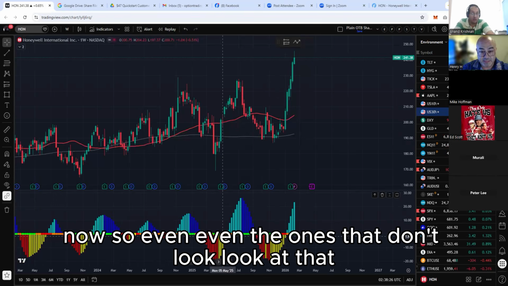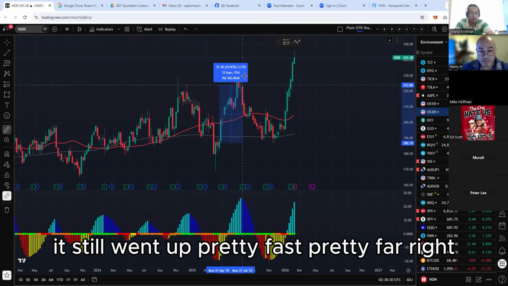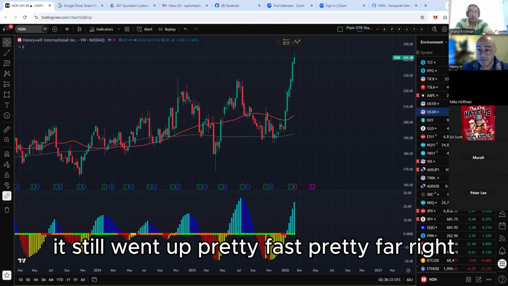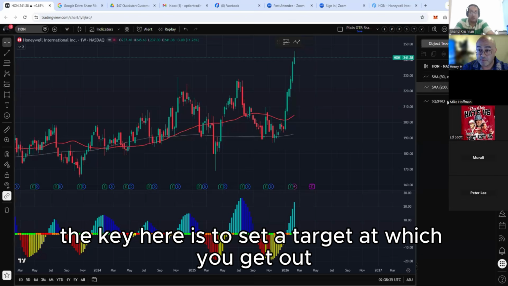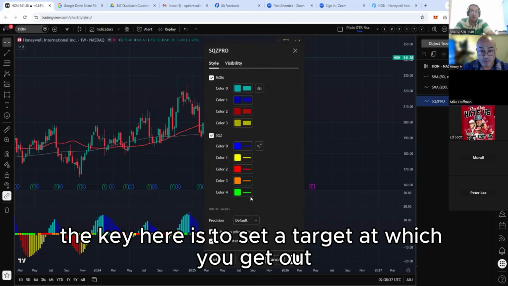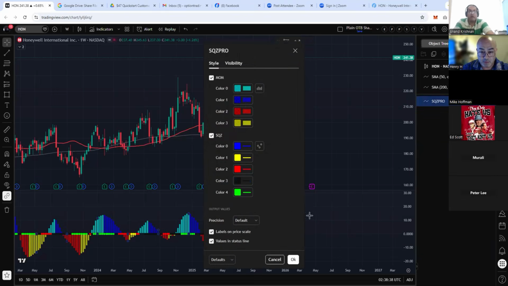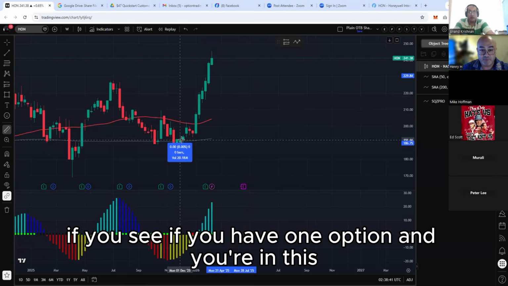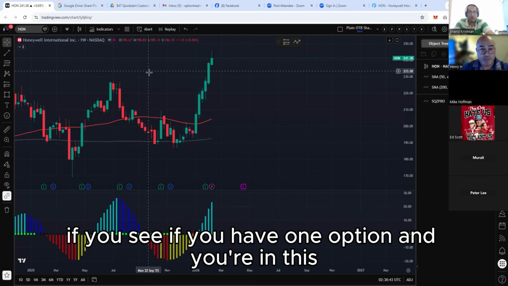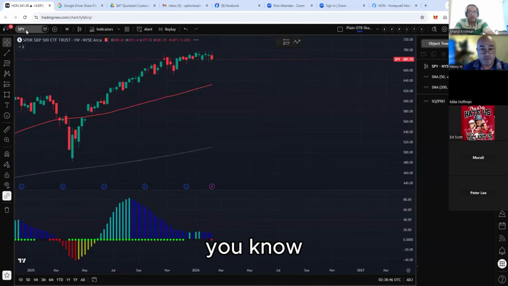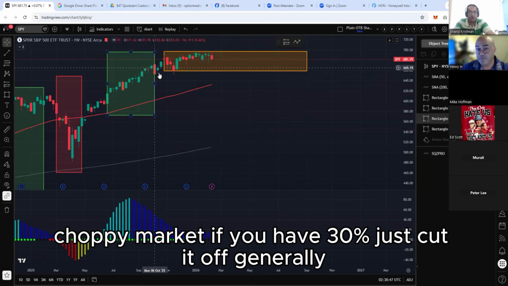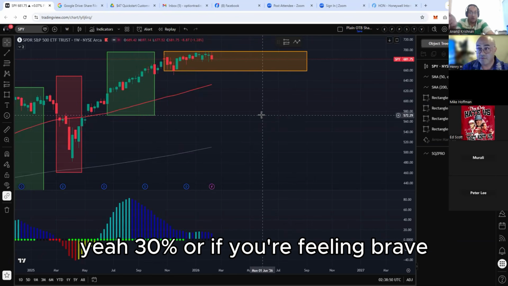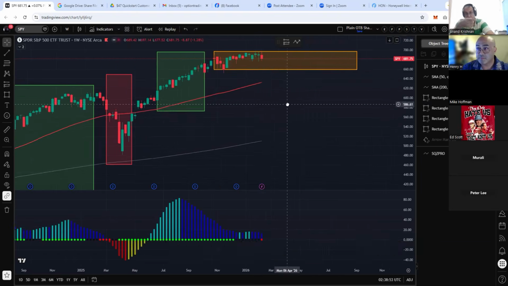Now, even the ones that don't look like that, right? The previous one, it still went up pretty far. It's super powerful. The key here is to set a target at which you get out. If you have one option and you're in this choppy market, if you have 30%, just cut it off. Generally 30%, or if you're feeling brave, the previous high.